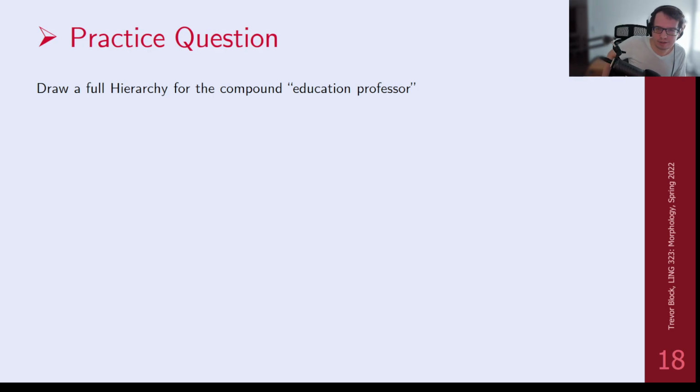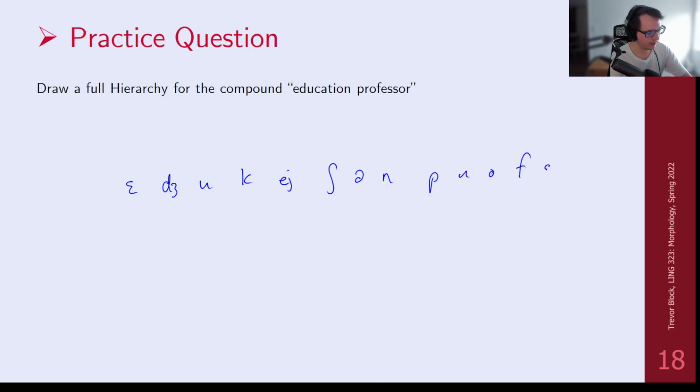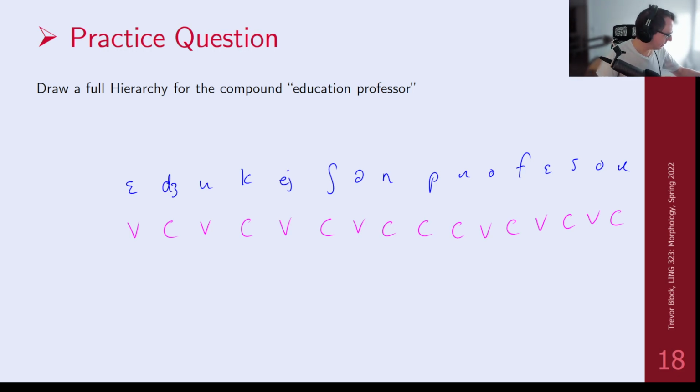Okay, so we're going to do a whole hierarchy for "education professor": morphological tier, sound tier, all that. So let's transcribe it. Education professor. Okay, so we have a CV tier, so VC, VC, VC, VC. Oh, R is VC. Sorry, I'm doing it upside down because I put morphology on the top when I do these.